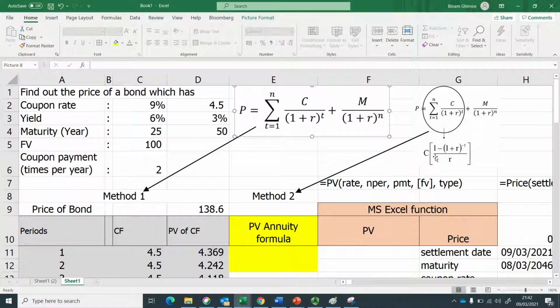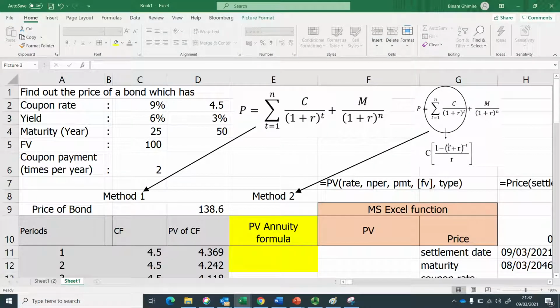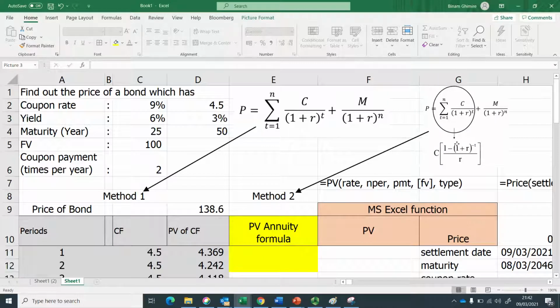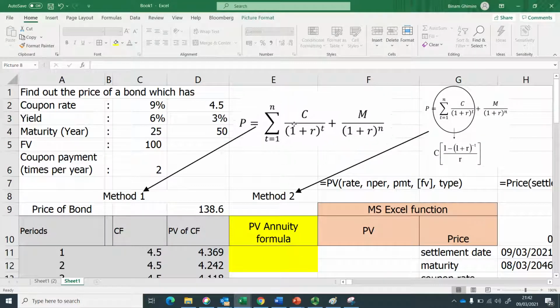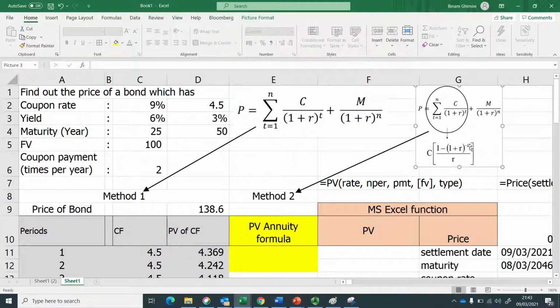Now it is very common to make use of the present value annuity factor method, which is this. If you see this formula and this formula here, they are exactly the same. What it does in the case of this second method is that the coupons are discounted using this present value annuity factor.